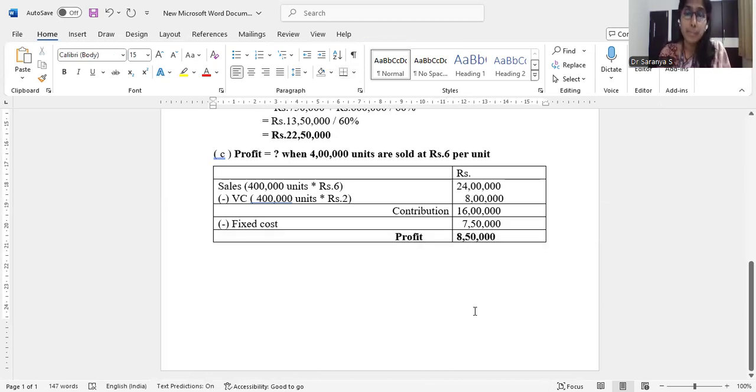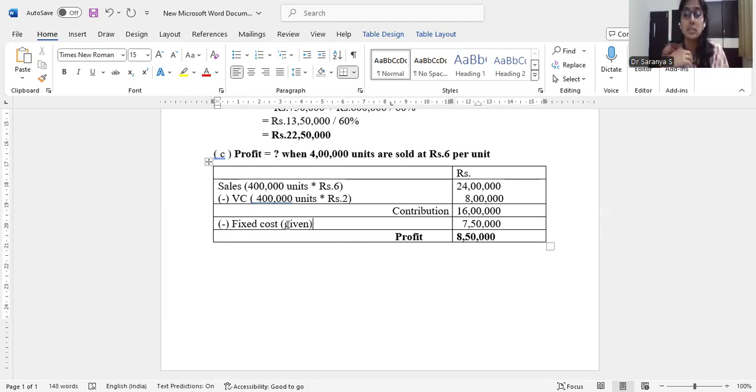Okay. So from the contribution, if you minus the fixed cost, this is profit. Here, since the output is 5 lakh, but we are selling only 4 lakh units at rupees 6, 24 lakhs is the sales price minus variable cost. 4 lakh units are sold. The VC given in the question per unit is 2 rupees. So 8 lakhs. So contribution has become 16 lakhs minus fixed cost, which is given in the question. Correct. 7 lakh 50,000. So when you minus the contribution minus fixed cost, the profit is 8 lakh 50,000.